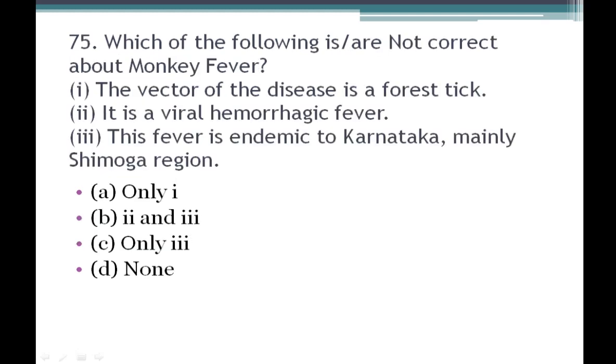Question number 75. Which of the following is or are not correct about monkey fever? Number 1. The vector of the disease is a forest tick. Number 2. It is a viral hemorrhagic fever. Number 3. This fever is endemic to Karnataka, mainly Shimoga region. The correct answer is option D, that is none, which means all of the above statements are correct.